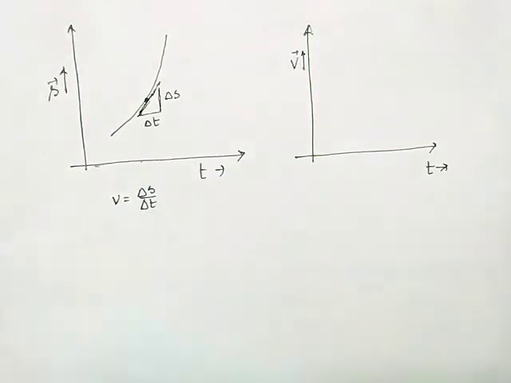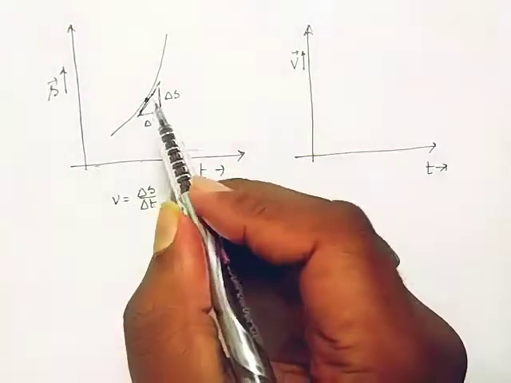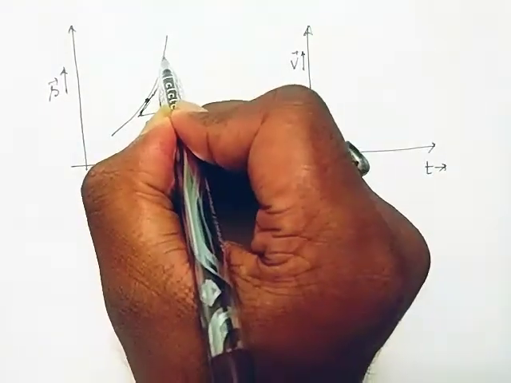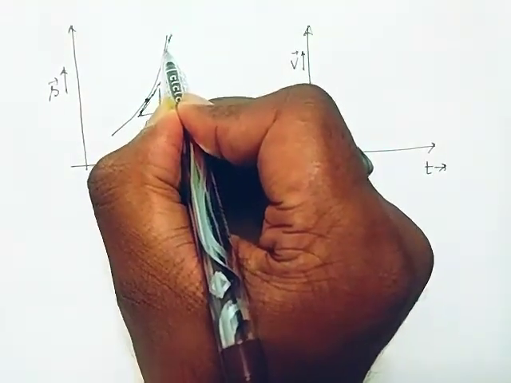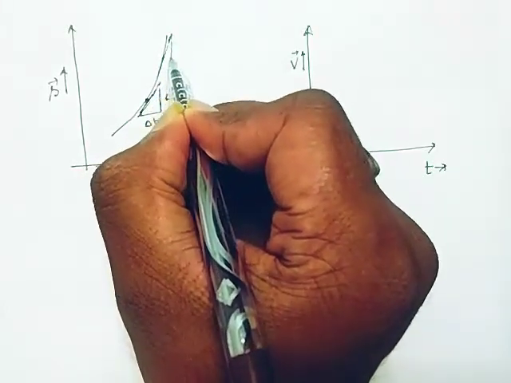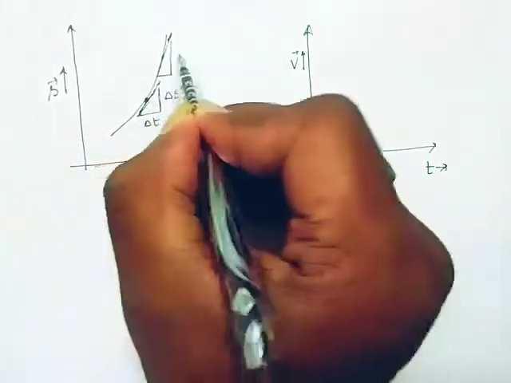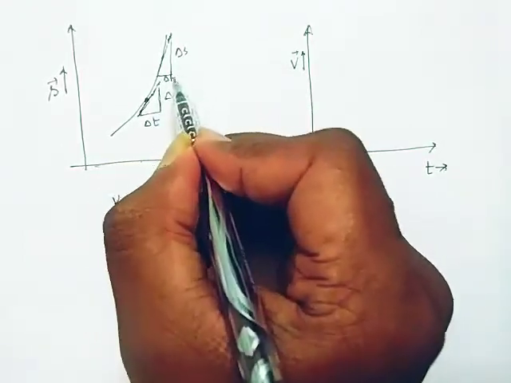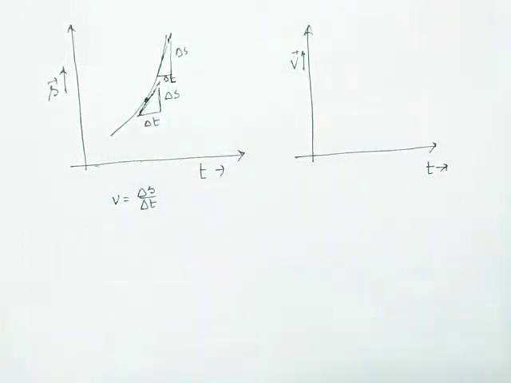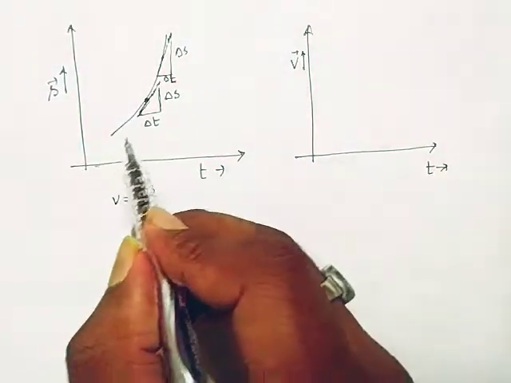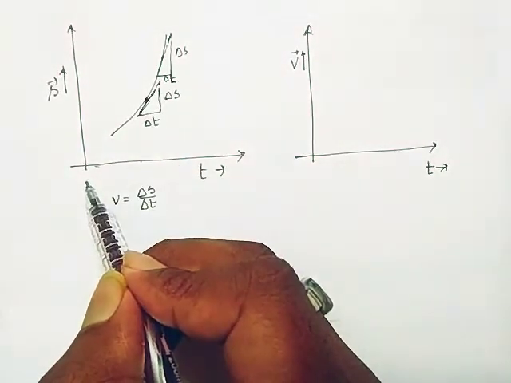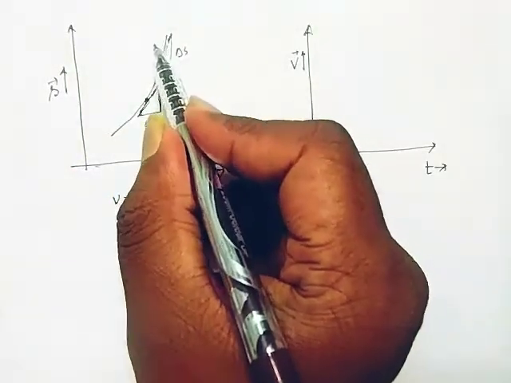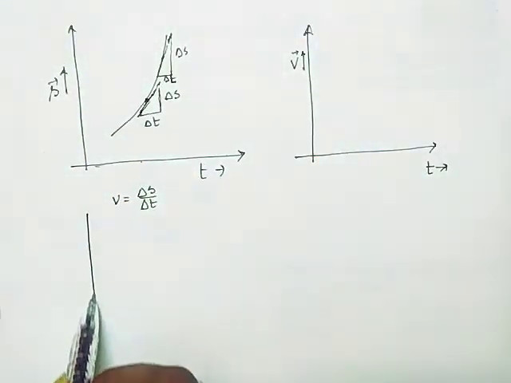by del T. And as time goes on, if I try to draw the tangent here, you see this is the tangent and this is the triangle. So the del S increases and del T decreases. So the ratio del S by del T is increasing. So as the time goes on, the velocity is increasing. So if the slope is like this, the velocity is increasing.